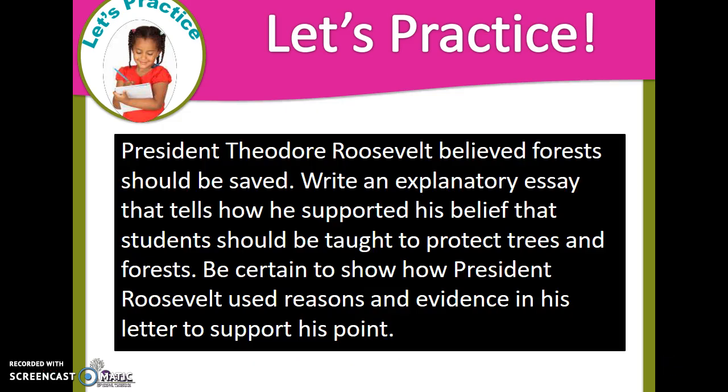President Theodore Roosevelt believed forests should be saved. Write an explanatory essay that tells how he supported his belief that students should be taught to protect trees and forests. Be certain to show how President Roosevelt used reasons and evidence in his letter to support his point.